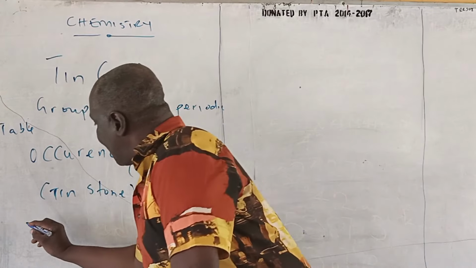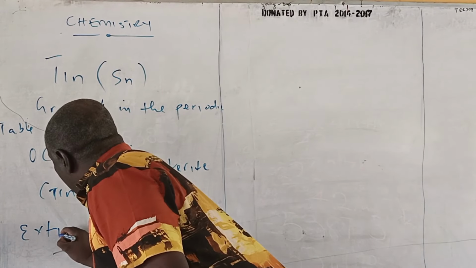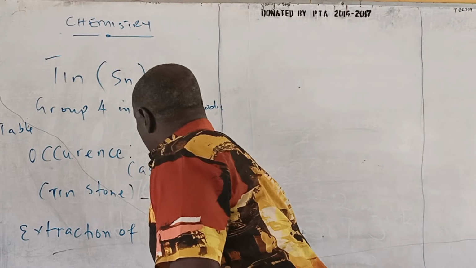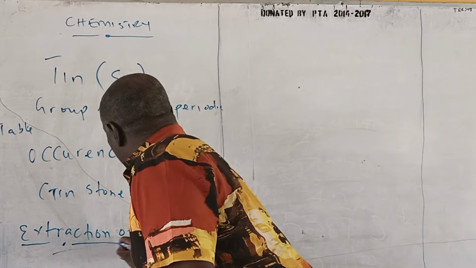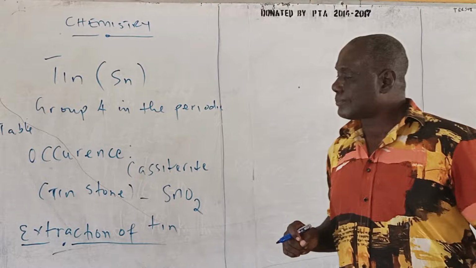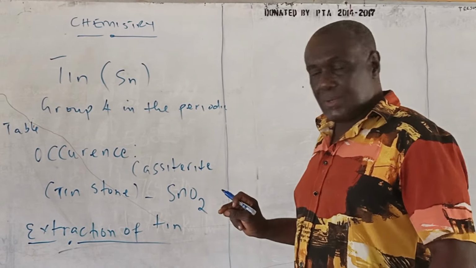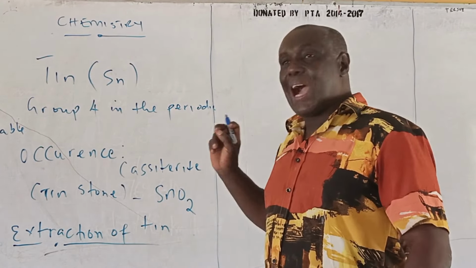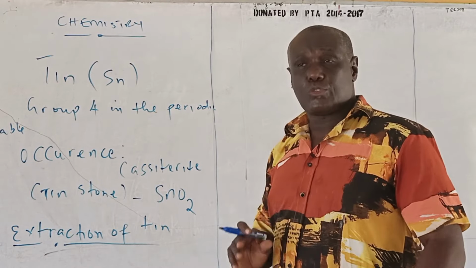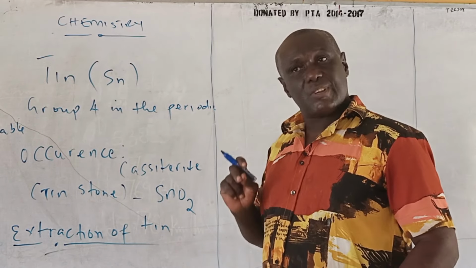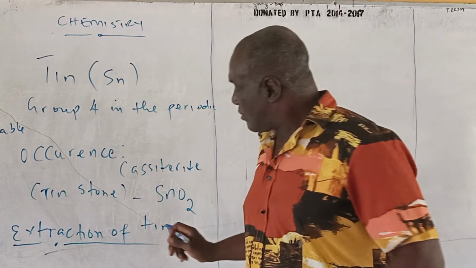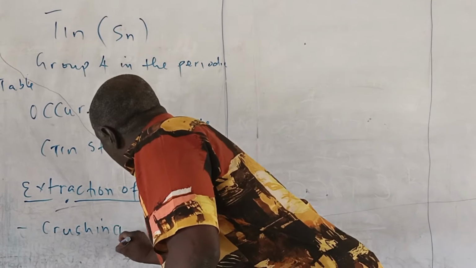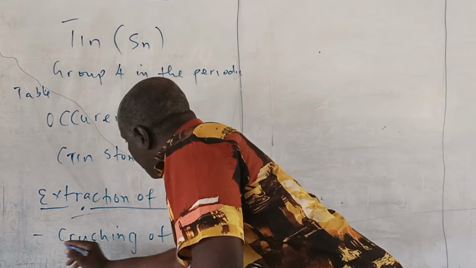So the next subtopic is extraction of tin. How is tin extracted? The first step is to crush. When tin is dug out of the earth crust, the first step is to crush the tin. Then the second step is to wash it. So first and foremost, crushing of tin stone.